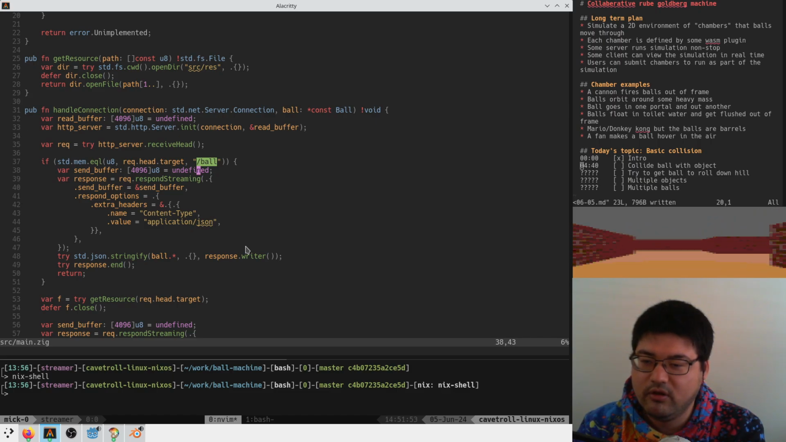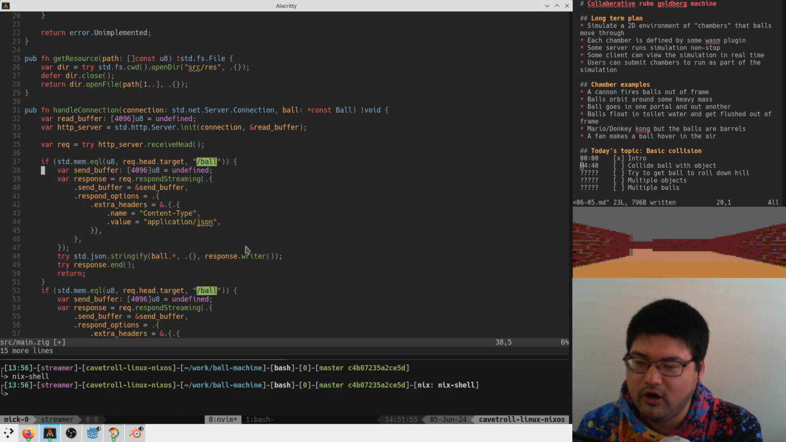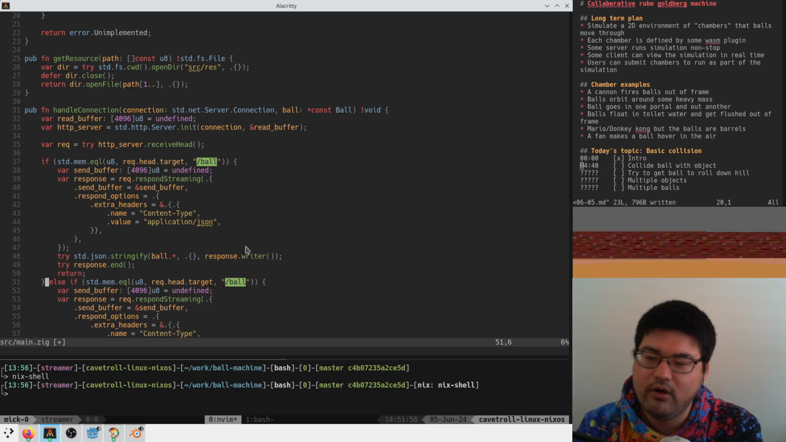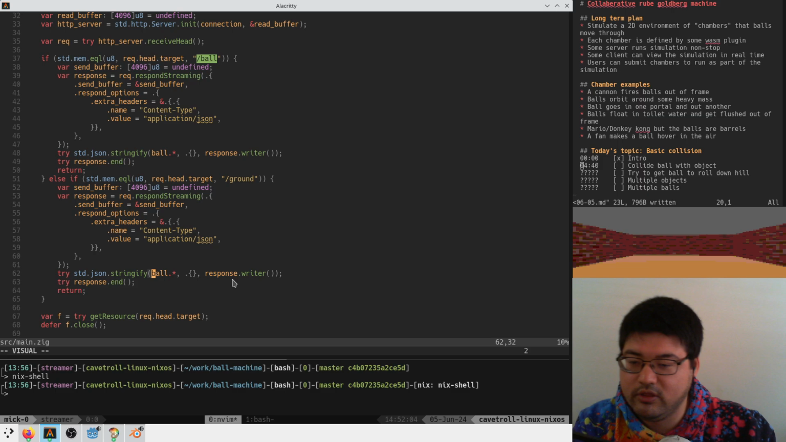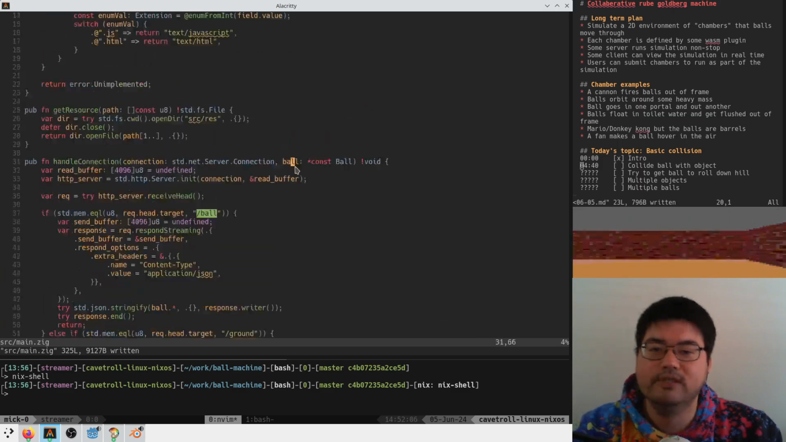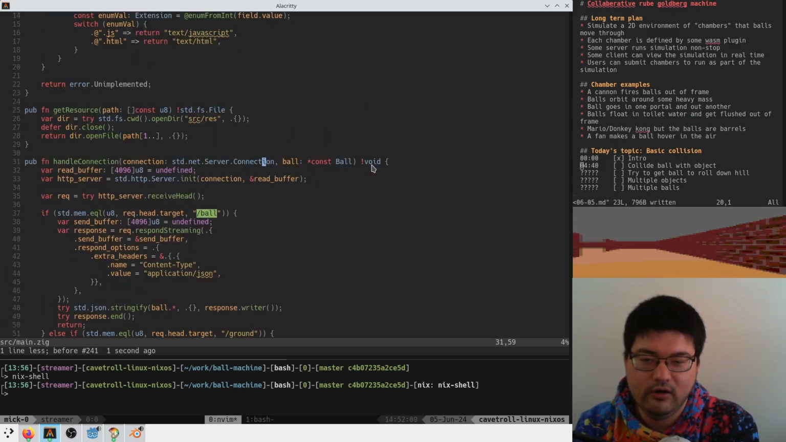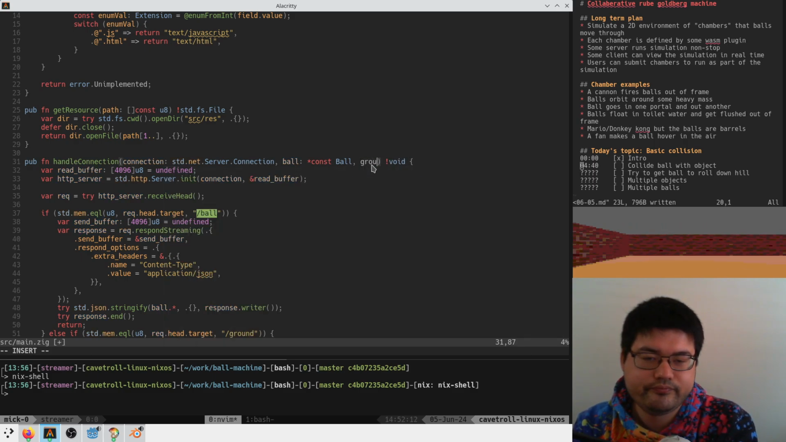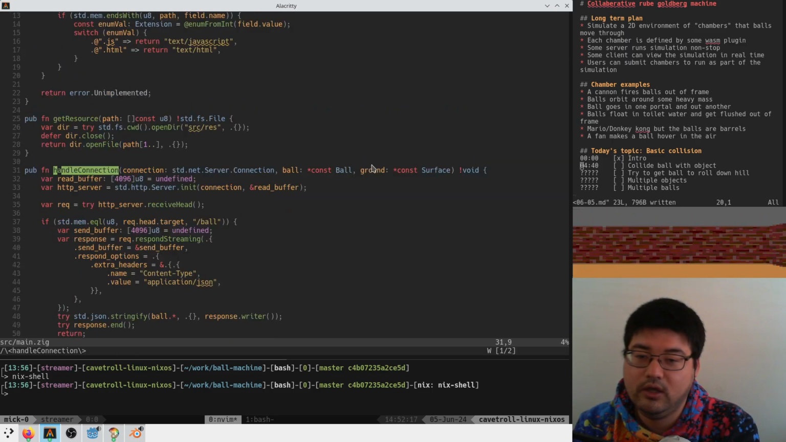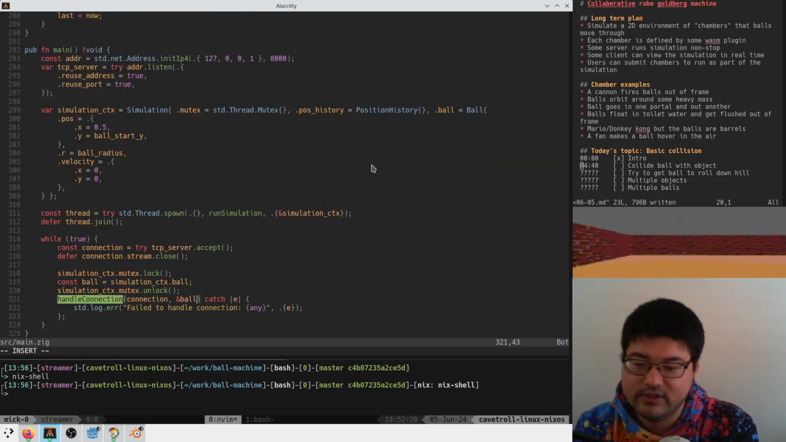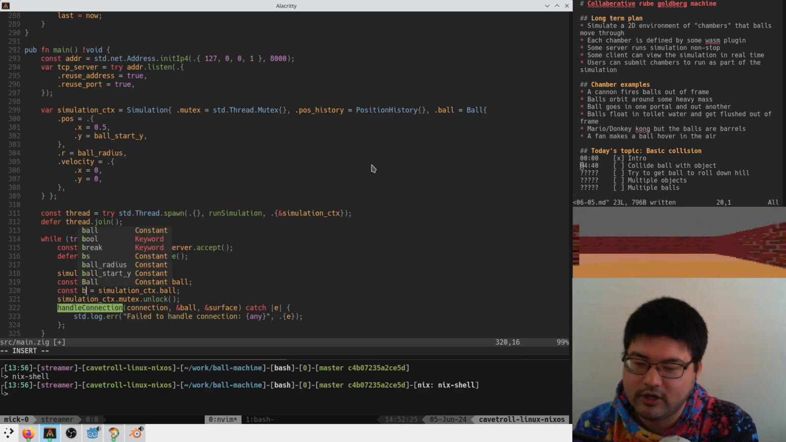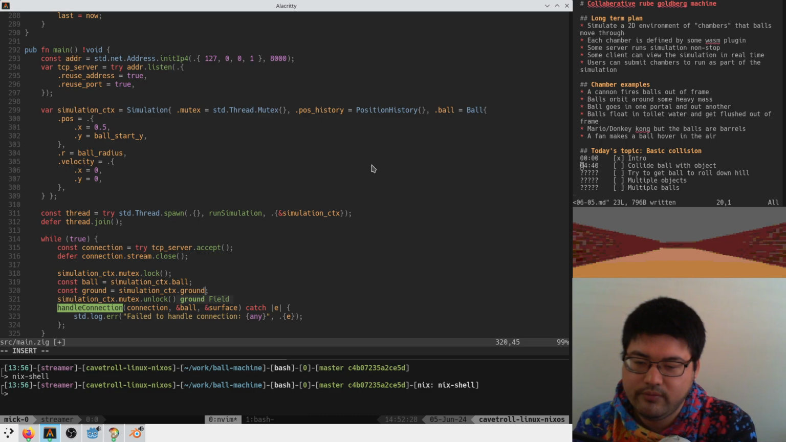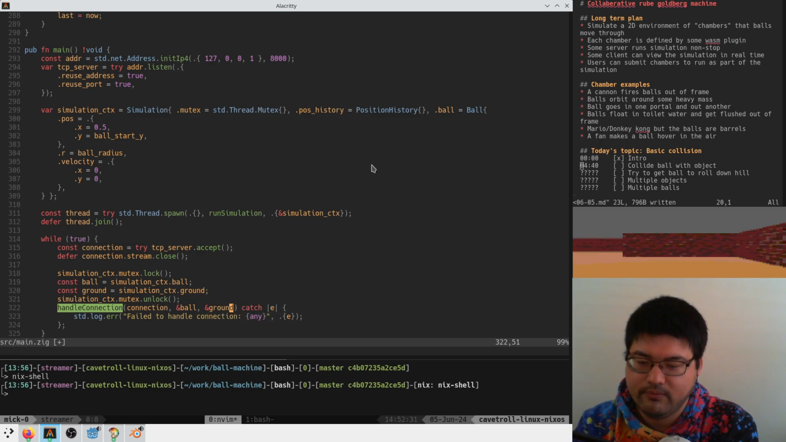Okay, so here we have resolution of ball. This is not great, but for now, I don't care. We are going to get the ground, and we're going to respond with the ground, which means that we need ground here. Surface. And when we call this, we need to feed it the surface, which means that here we need to extract the surface. I guess we'll call it ground. That makes more sense. Boom, boom, boom, boom. Okay.